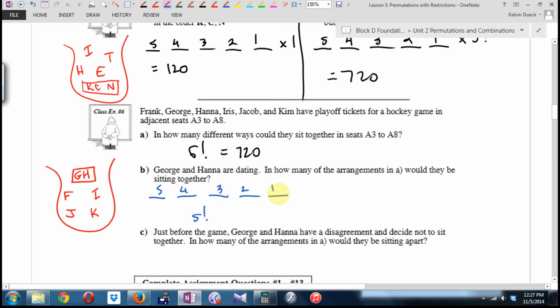Does it say that George and Hannah have to sit in the order George and Hannah, or does it just say they have to be together? So I can mix up that little special Scrabble tile. How many letters are there on that mini special Scrabble tile? How many ways can I mix that up? Technically 2 factorial, but 2 factorial is 2 times 1, which is just 2. Okay. 240.